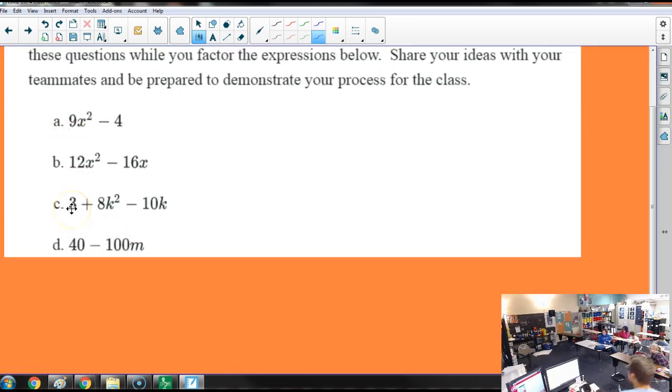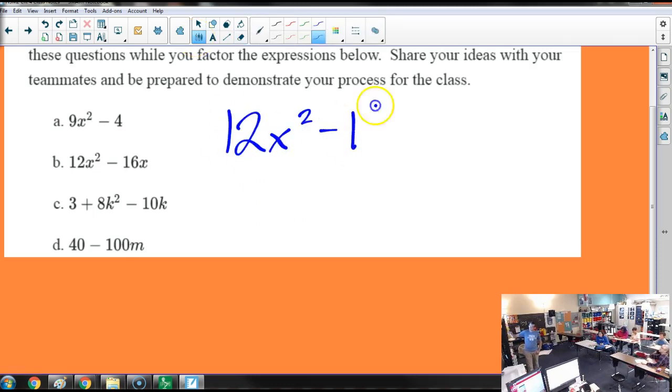All right, look at B. Now, our C value has disappeared. So please write down 12x squared minus 16x at the top. Now, if the c is 0, then it'd be times 0, then the thing would be 0.